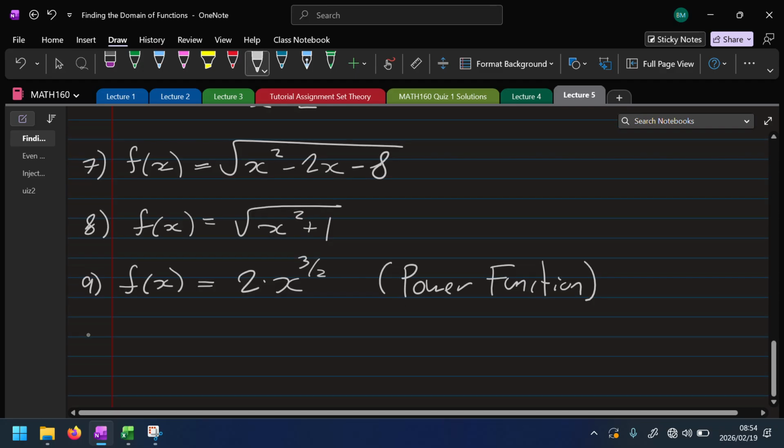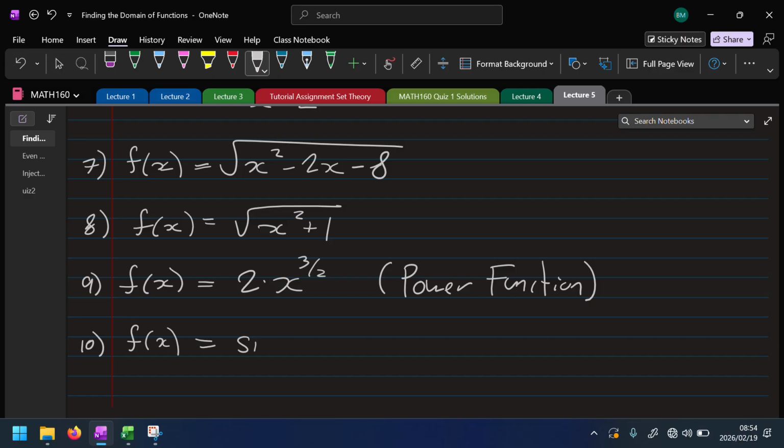And then number 10. We have sine of 1 over x. The sine function, that's not going to cause us any issues. It's just the sinusoidal, but here there's some issues there. Any questions about the homework problems? Okay, so please try that out.